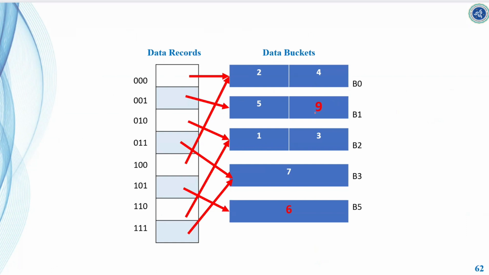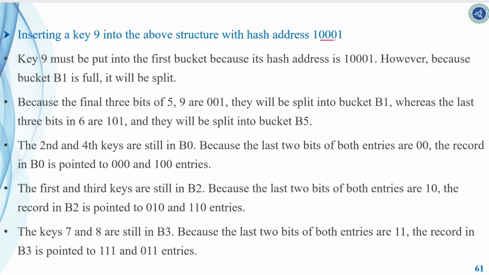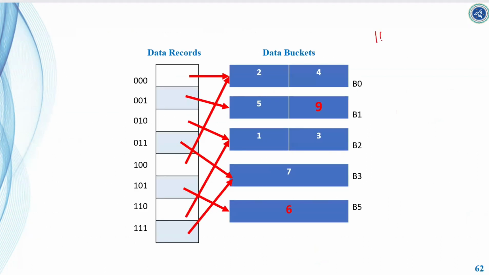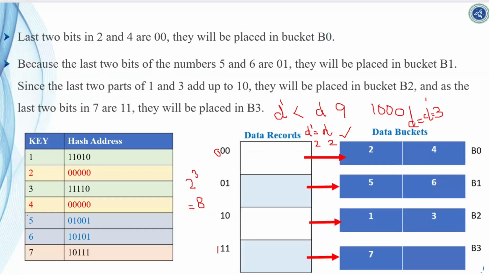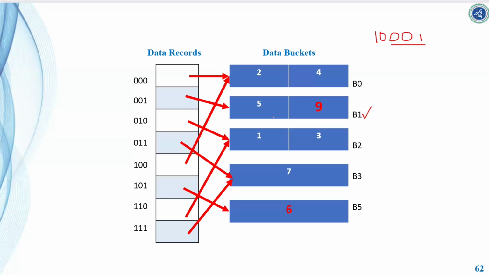Now we are trying to insert the number 9. Number 9 has the hash address 10001. Looking into the last 3 bits, bucket B1 is split. The last 3 bits of 9 are 001, and 5 also has 001. And 6 is 101. So both 5 as well as 9 have 001 as the last 3 bits, but 6 has last 3 bits 101.